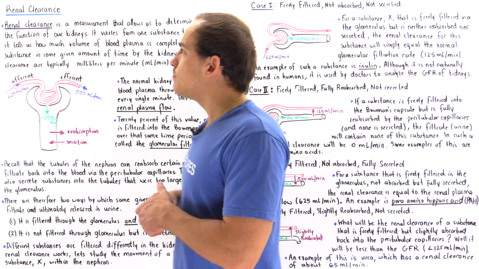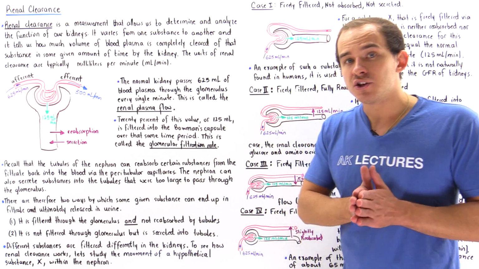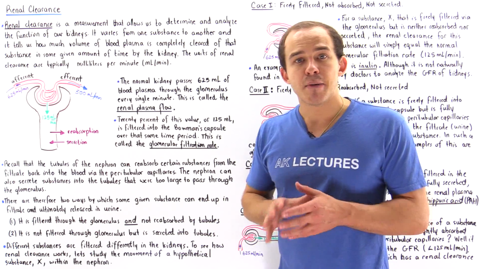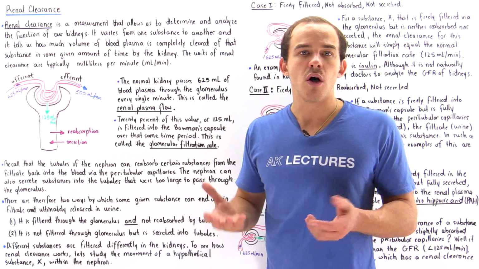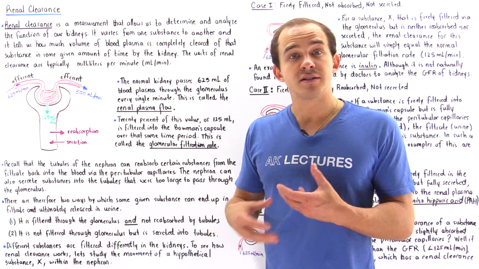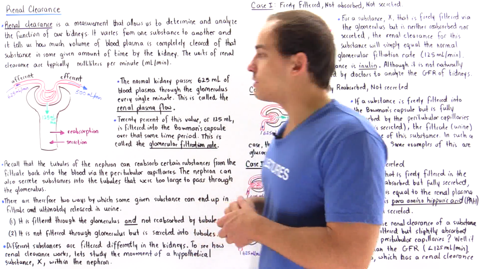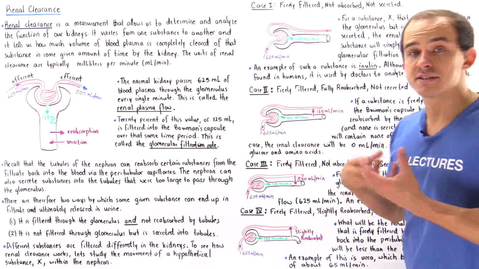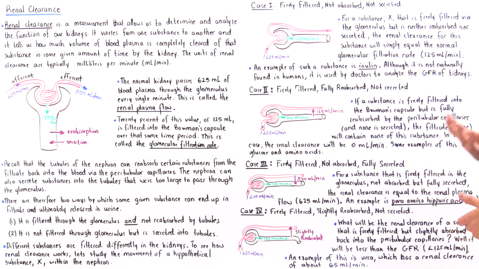Now, as I mentioned earlier, different substances have different values for the renal clearance. So let's begin by supposing we have some hypothetical substance. Let's call this substance X, and let's discuss how it can move within our nephron and what can happen to it within our nephron. And let's study what the renal clearance value is of this substance.